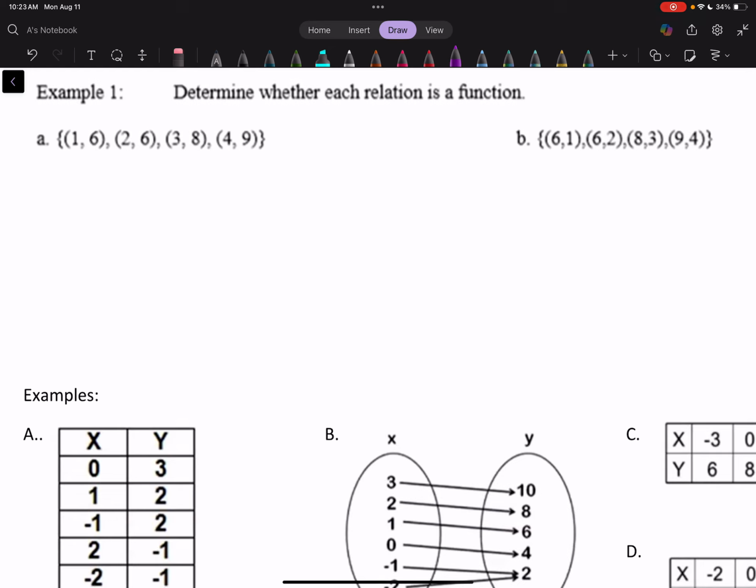All right, determine whether each relation is a function. I encourage you to pause the video, try these two, and then play it to see the answer. For function A, I have 1, 2, 3, 4 as my domain, the inputs, therefore it has to be a function. For B, I have 6, 6, 8, 9, I have 6 twice. Check your y value, 1 and 2, that is different numbers. Therefore, it is not a function.